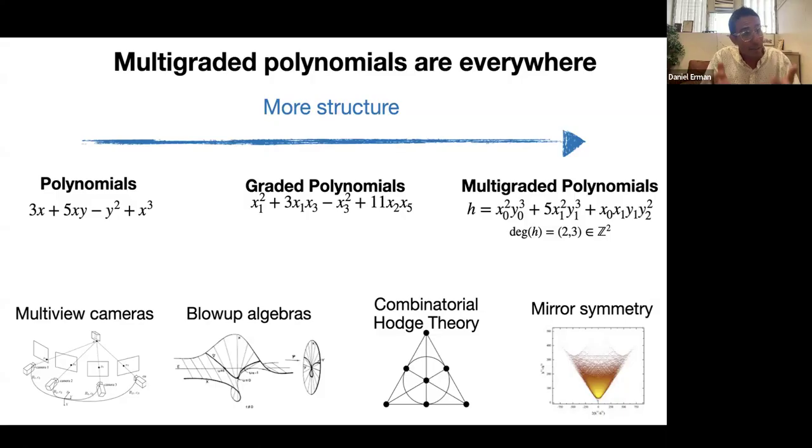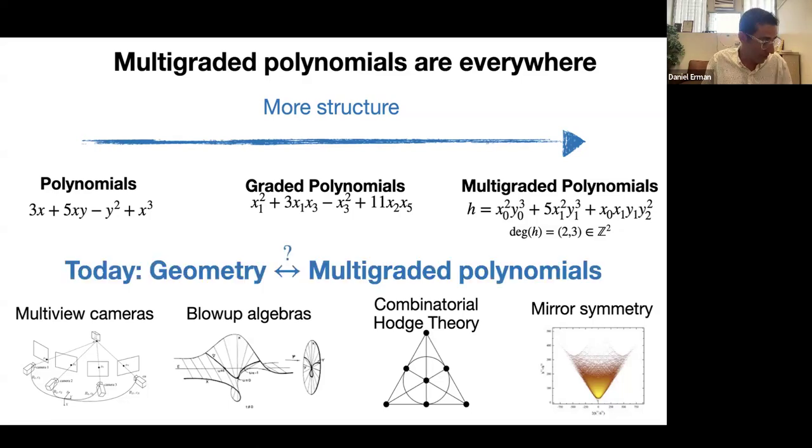And I'll just make an observation that multigraded polynomials show up in lots of places. I kind of have a grab bag of favorite examples. I've listed some here. Blow-up algebras are often bigraded if you blow up something in projective space. Combinatorial Hodge theory, products of projective spaces and wonderful compactifications arise. Hypersurfaces in toric varieties are used in mirror symmetry to generate data and generate important examples. There's a host of places you'll see multigraded polynomials.